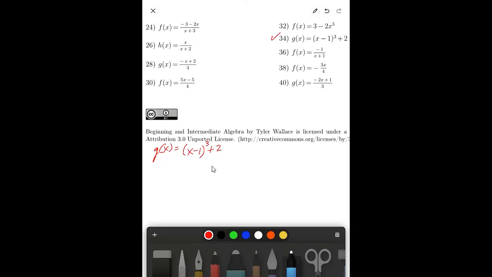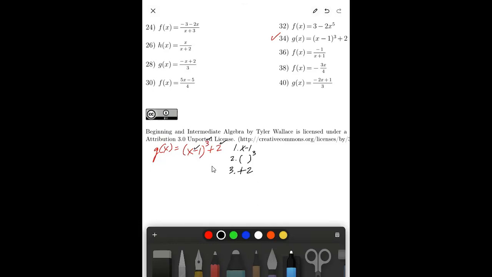So the very first thing I'm doing is I'm going to use PEMDAS, and it tells me that the first thing that I'm doing is subtracting 1. So I'm subtracting 1 from x. Next thing that I'm doing is I am raising that difference to the third power. And then the last thing I'm doing is I am adding 2. So I've done this and this.